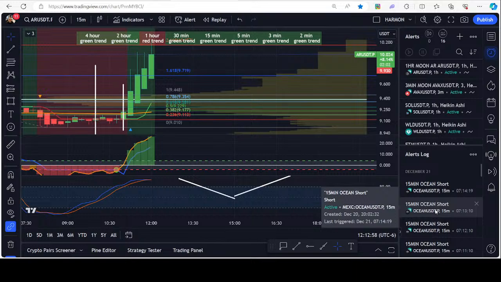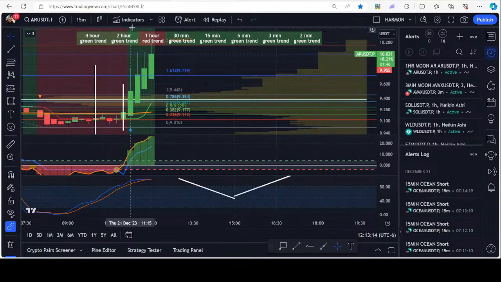I have it set up under Alf's one alert. I went in there and put in 1 hour green trend and green and red trend. So that's the way I have it set up. I can look on it.